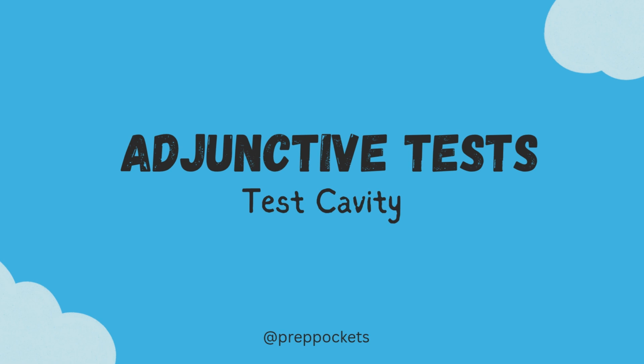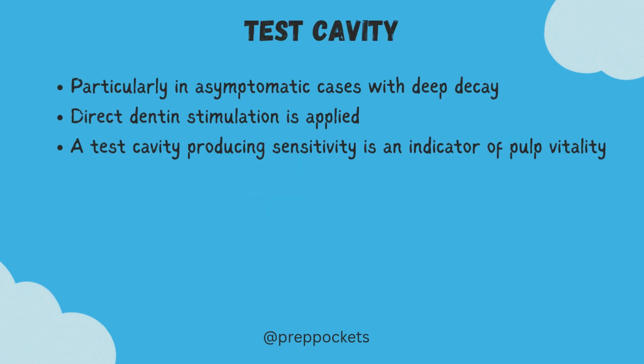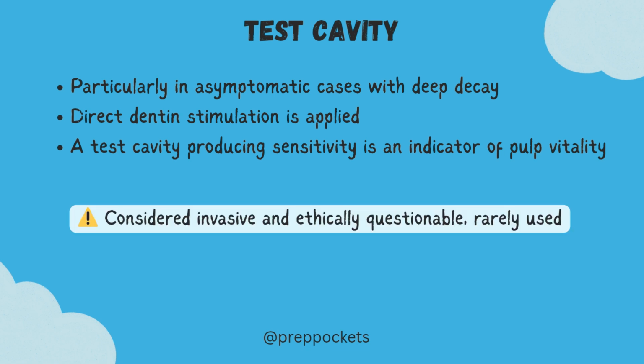The adjunctive tests include the test cavity, done particularly in asymptomatic cases with deep decay. In this test, direct dentin stimulation is applied, meaning the cavity will be prepared without anesthesia. A test cavity producing sensitivity is an indicator of pulp vitality. However, it is considered invasive and ethically questionable and is rarely done.